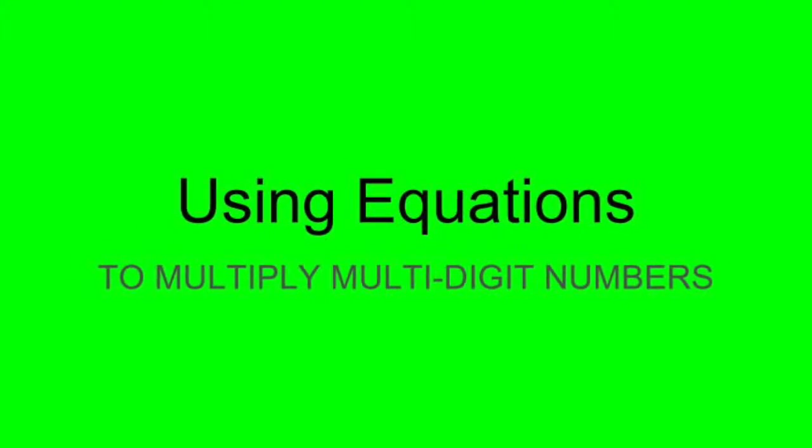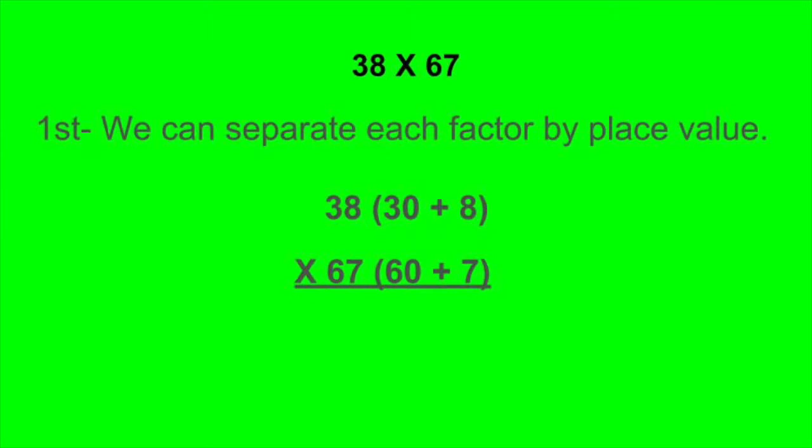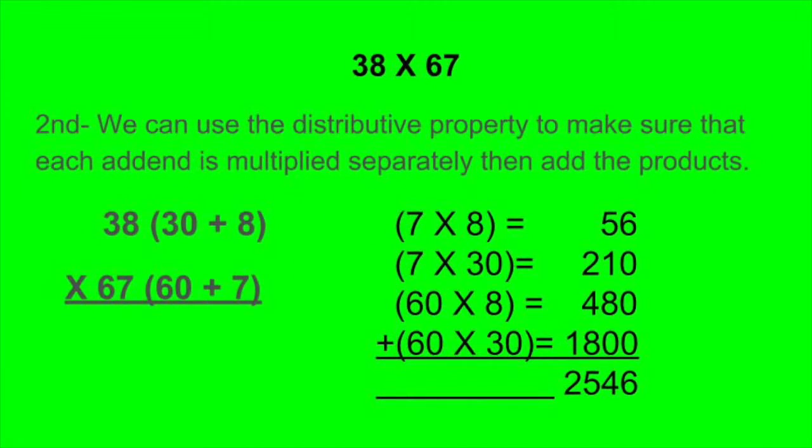Now let's look at using equations to multiply these numbers. Let's begin by separating each factor by place value. 38 would be broken into 30 plus 8, and 67 would be broken into 60 plus 7. Next, we'll use the distributive property to make sure that each add-in is multiplied separately, and then we'll add the products.